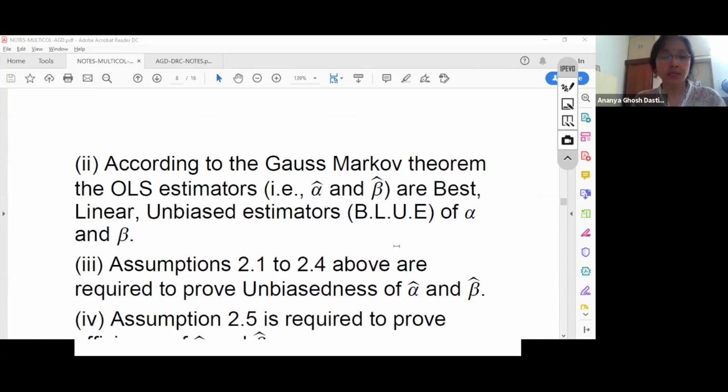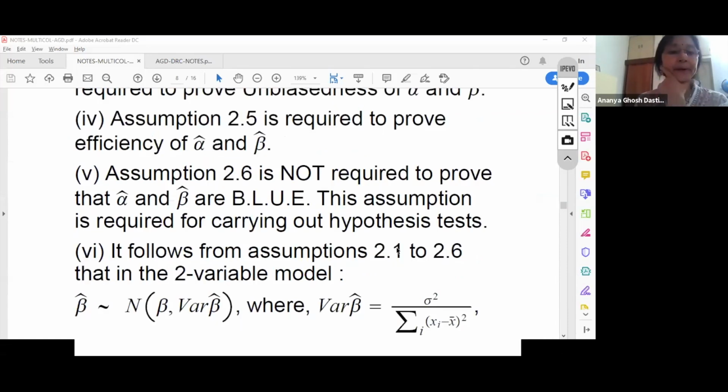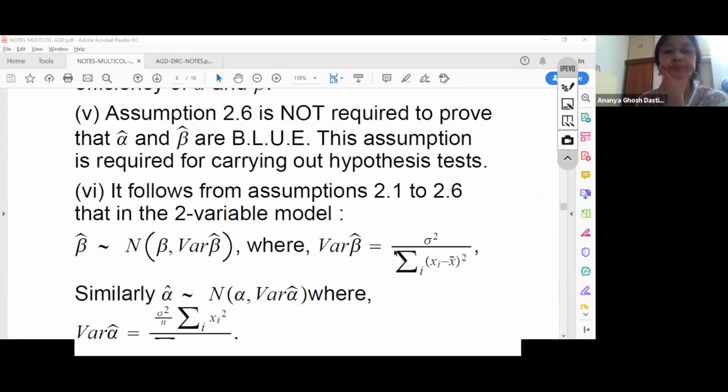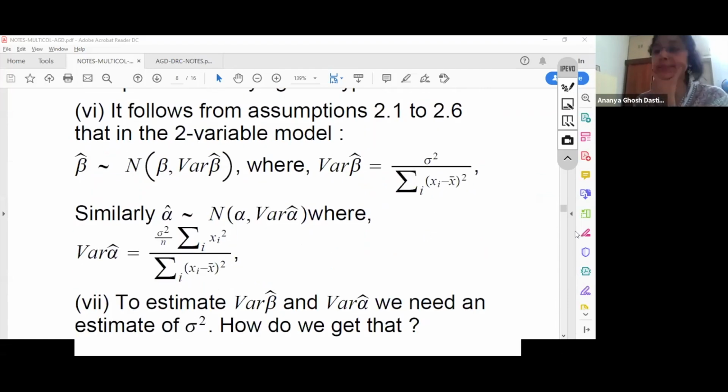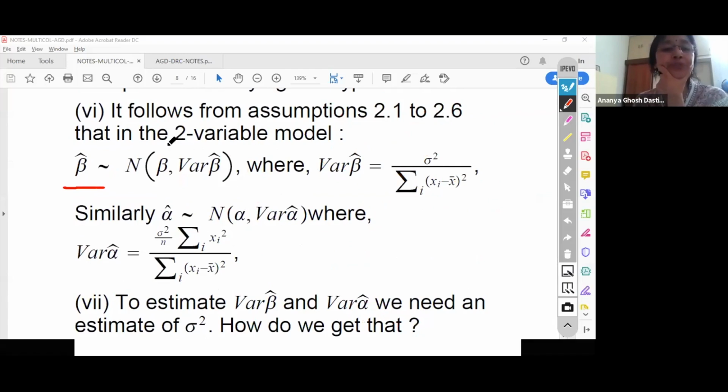Right. Now, I can actually show you this, right? I can actually show that beta hat follows a normal distribution with mean beta and a certain variance. And alpha hat also follows a normal distribution, following from our assumption, with mean alpha and a certain variance.